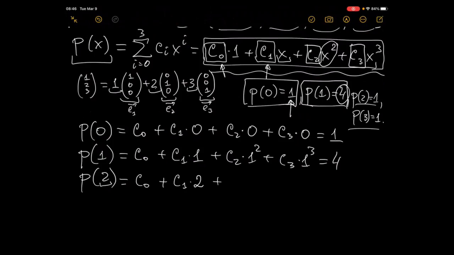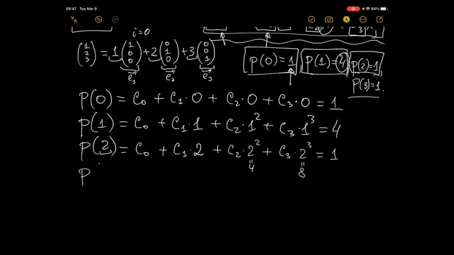C2 times 2 squared, which is equal to 4, right? Yes. And C3 times 2 cubed, which is equal to 8, right? And it equals to what? 1. 1, right? Because we were doing this equality, right?